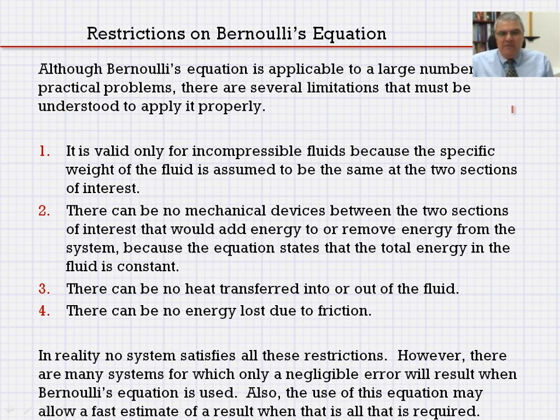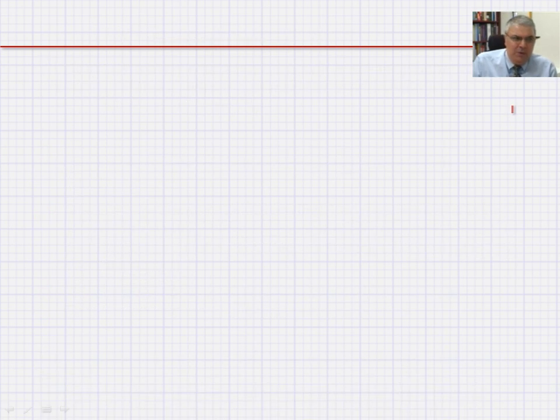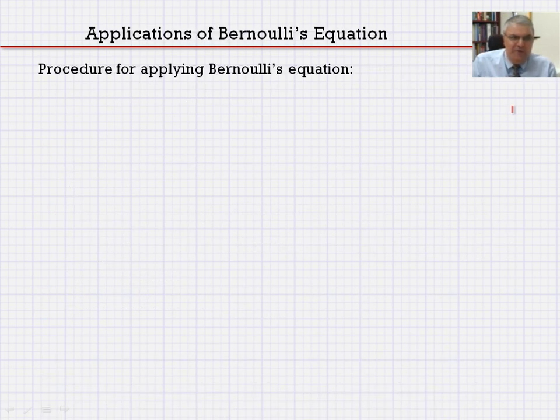Of course, in reality, there will be no system that meets all these assumptions. So there are many systems for which we can apply this. We can have some error. Error could be negligible. There are also systems in which we apply this, and we're going to get larger error. We're going to take a look at all those.